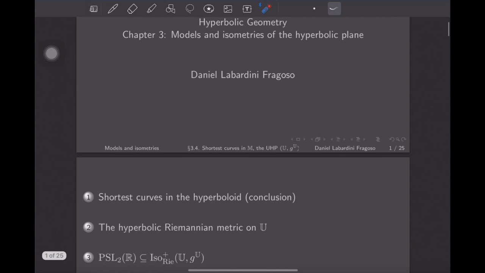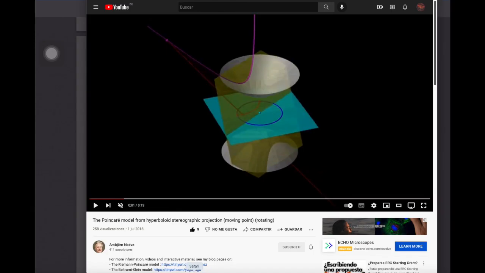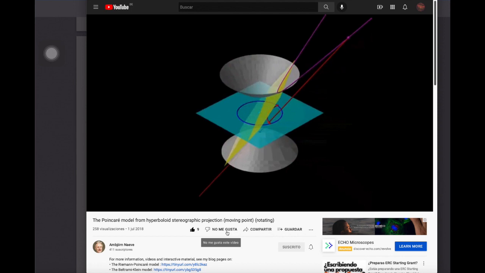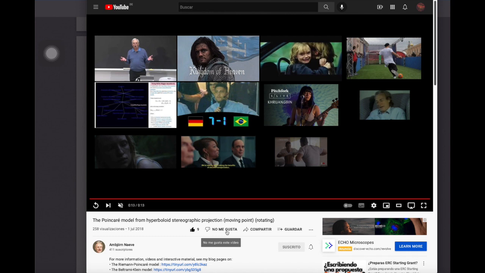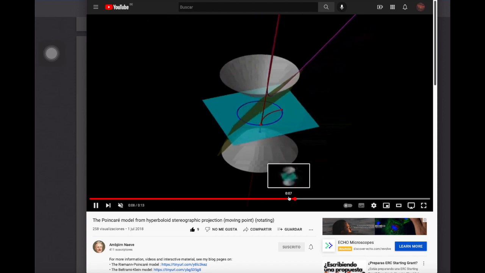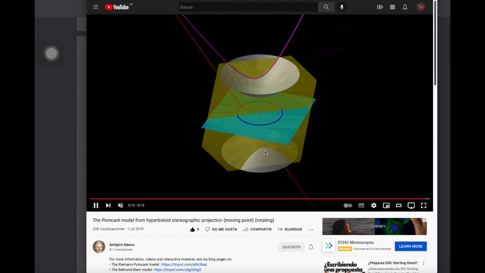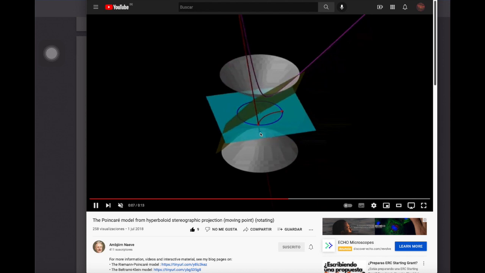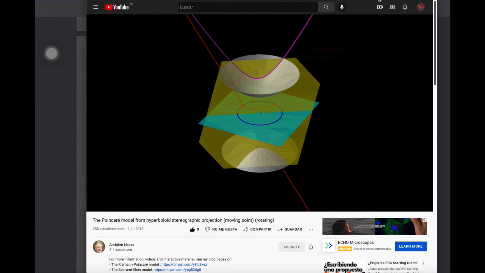So let's then go back here. Here I want to watch again the two videos that we watched last time. So there you can see a shortest curve, and actually you can see a point traversing it, right? And you can see everything. You can also see this plane through the origin that determines the shortest curve, right? And you can see the image of that shortest curve in the Poincaré disk under the stereographic projection, which goes from the point -1,0,0. You can see it here, right? This is the -1,0,0. And here is the origin. Okay, so that's one of the videos, and then the other video.